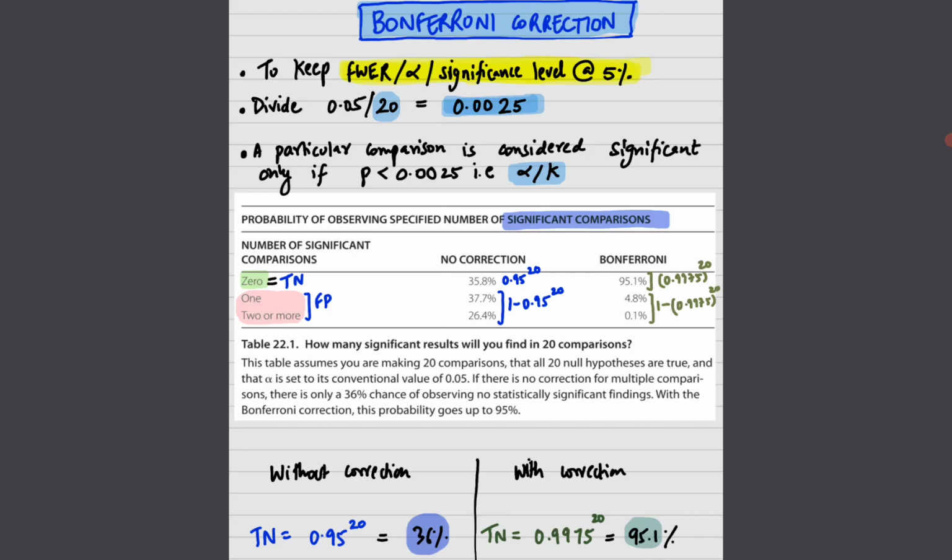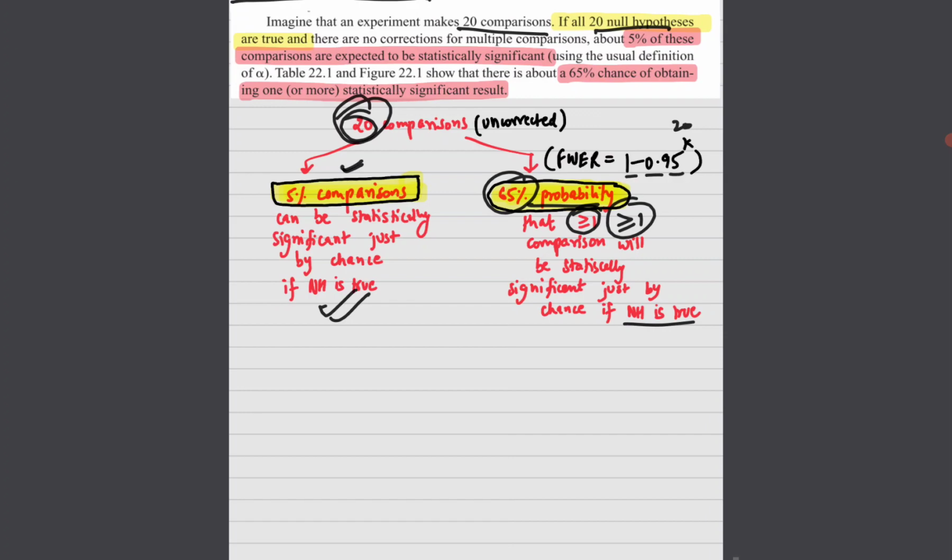For the Bonferroni correction, it's very easy. The idea of Bonferroni correction is that the family wise error rate should be controlled at 5%. Okay, so we want to keep the family wise error rate controlled. What is the family wise error rate? If the family wise error rate is X%, it means that there is an X% chance that at least one or more than one of these comparisons could be statistically significant just by chance, even if the null hypothesis is true for all the comparisons that we have done.